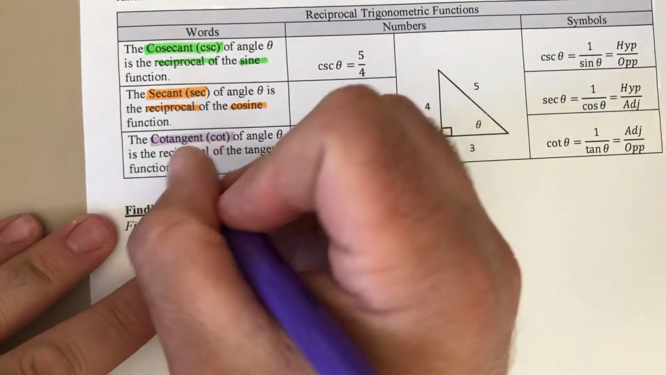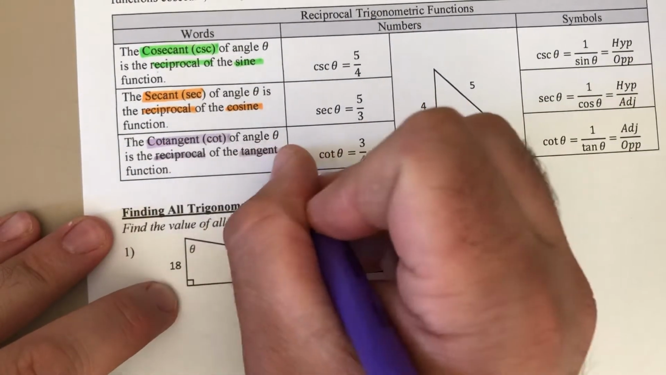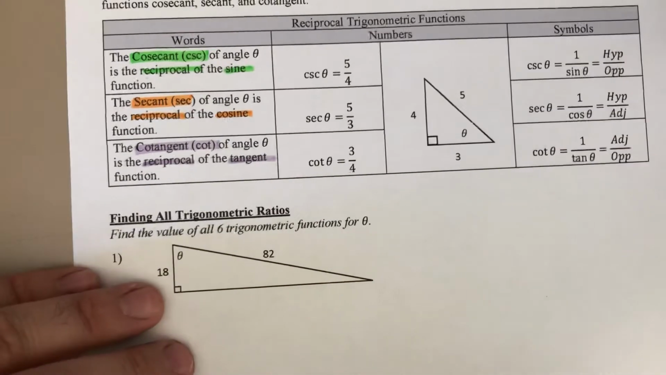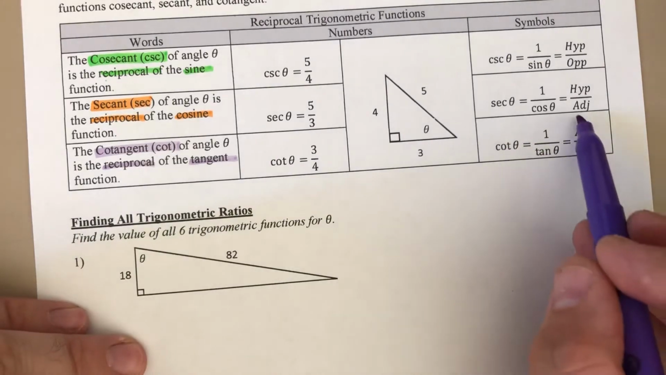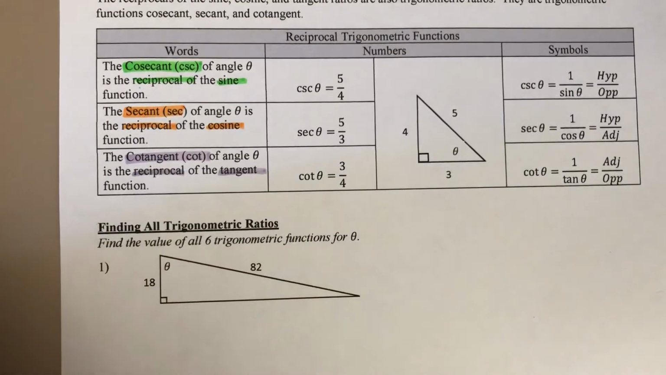Cotangent corresponds to the reciprocal of the tangent. And again, it's just the flip. Tangent is opposite over adjacent, so cotangent is adjacent over opposite.